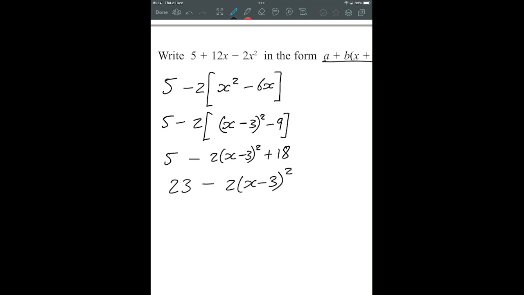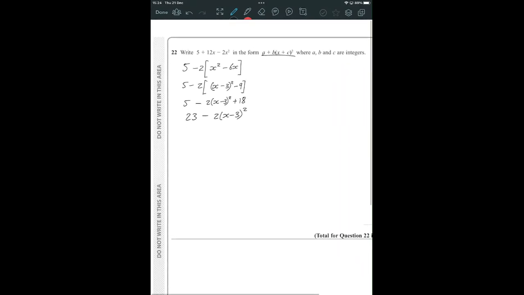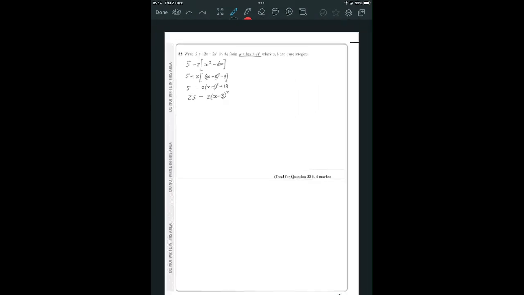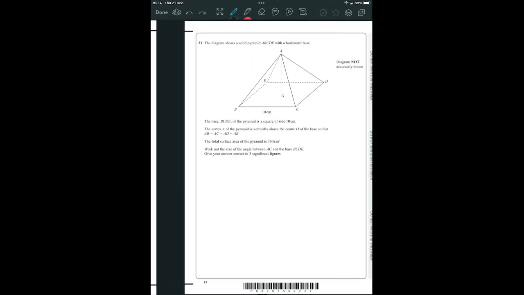And we're left with 23 minus 2, x minus 3 squared. That is in the correct form. It is okay that both the b and the c are negative. We're told they were integers, not whole numbers, not positive whole numbers. 22 is done. 4 marks, quite generous if you can perfect that technique.